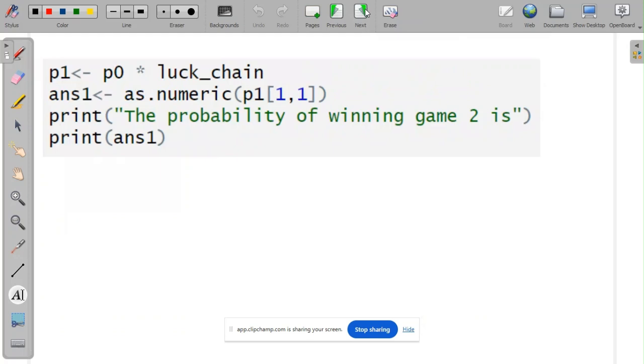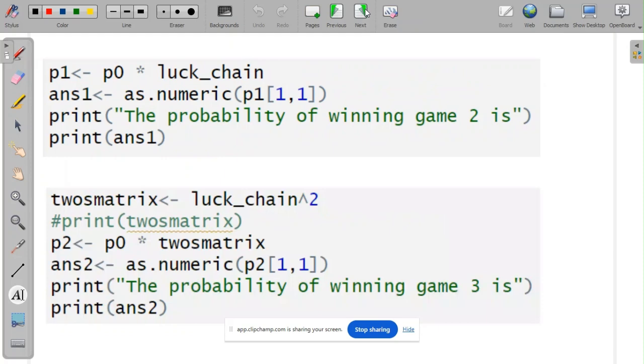We store it in the P1 matrix and we ask that the first row, first column of the P1 matrix is printed. That's the probability for winning the game and we'll get the output.